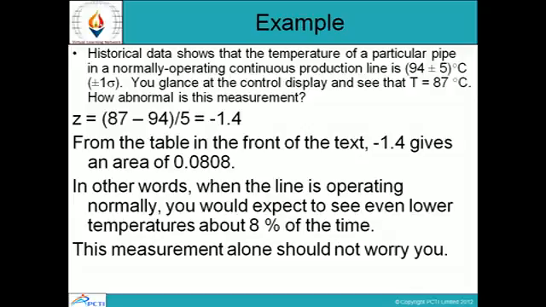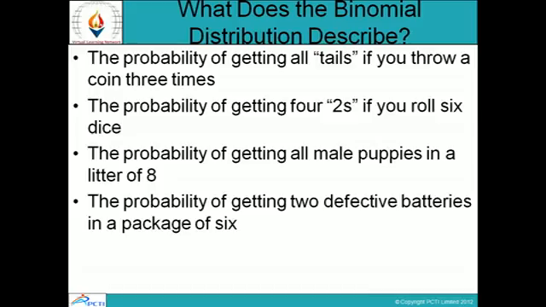Z equals (87 minus 94) divided by 5, which is equal to minus 1.4. From the table in the front of the text, minus 1.4 gives an area of 0.0808. In other words, when the line is operating normally, you would expect to see even lower temperatures about 8% of the time. This measurement alone should not worry you.